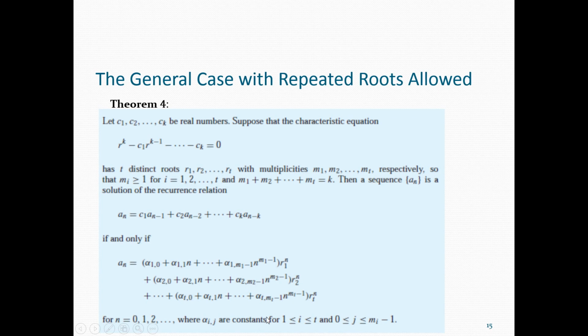The multiplicity m sub t minus 1 is 1 less than this multiplicity. If m_t is 3, then it should be 2. So the solution is n to the power m_t minus 1 times r_t to the power n, where n ranges over 0, 1, 2, and so on, where alpha_{i,j} are constants for i between 1 and t, and j between 0 and m_i minus 1, that is 1 less than m_i. So I hope now this notation is clear.